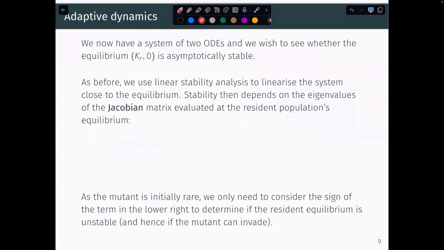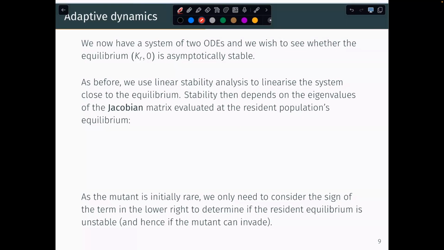Okay, so we now have a system technically of two ODEs. I've just said that we're going to assume that one of them is constant, so we'll just come back to that in a second. We've got an equation for our resident, dNR/dt, and we've got an equation for our mutant, dNM/dt, okay? And what we really want to see is whether that mutant phenotype can invade and then ultimately replace the resident.